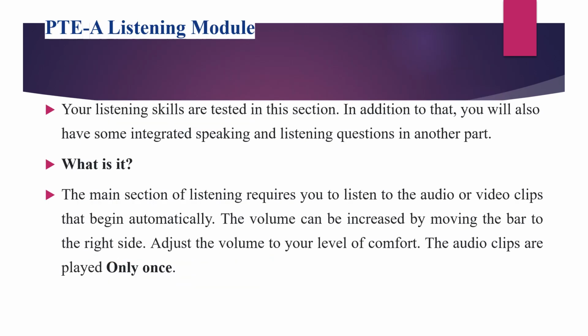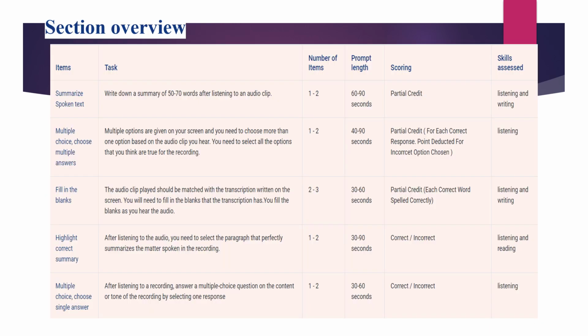Now we will move towards another section of PTE Academic, which is the listening module. Your listening skills are tested in this section. In addition to that, you will also have some integrated speaking and listening questions in another part. So what is it basically? The main section of listening requires you to listen to audio or video clips that begin automatically. The volume can be increased by moving the bar to the right side. Adjust the volume to your level of comfort. The audio clips are played only once and will not be repeated.